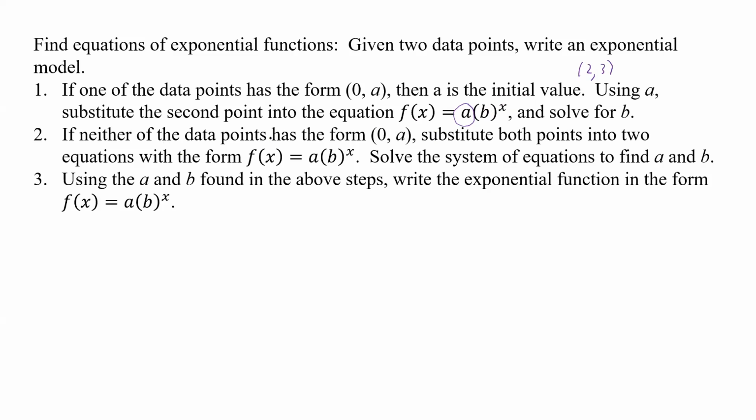Now, if neither of the data points has the form 0 comma a, then we have to plug in both points. So maybe we have 1 comma 1 and then 2 comma 3. We're going to have a system of equations. We plug in the first one, and we'll have 1 equals ab to the 1, and the other one's going to be 3 equals ab to the 2. And so we have a system of equations we have to solve. Once we get it done, we'll end up with a and b, and then we can write it in the form a times b raised to the power x, and that's going to be our function. Okay, so sometimes they're going to give it nice, we have a 0 comma a. Sometimes they give us two of them like this, and we have to actually solve the system.